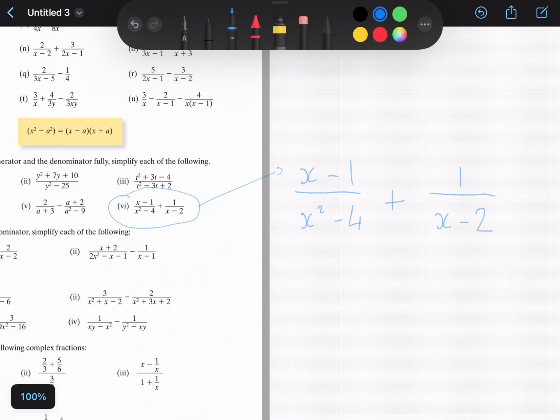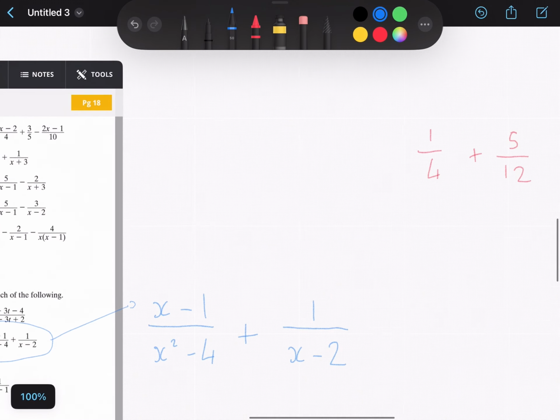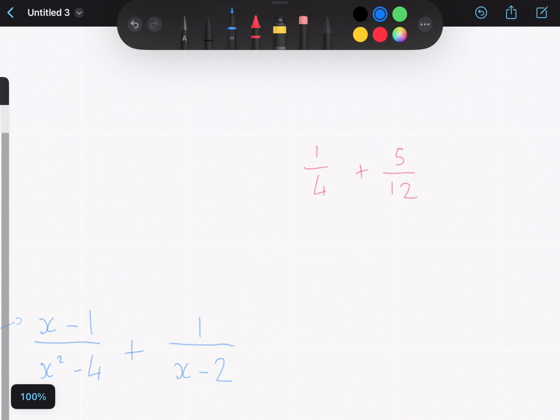Just before I jump into that, I'm going to make an analogy with just fractions without algebra involved. So if you are asked to add a quarter plus 5/12, you know that you need to get a common denominator. The common denominator between 4 and 12 would be 12. So something over 12 plus something over 12. What do I multiply 4 by to get 12? It's 3. So you multiply 1 by 3 and you get 3.